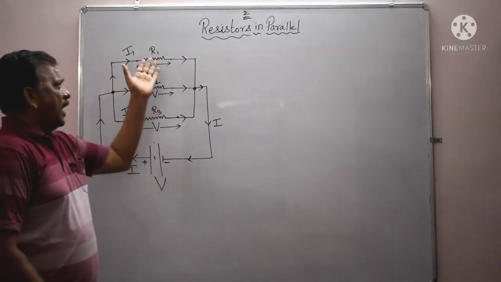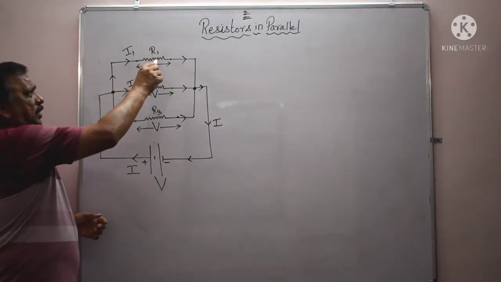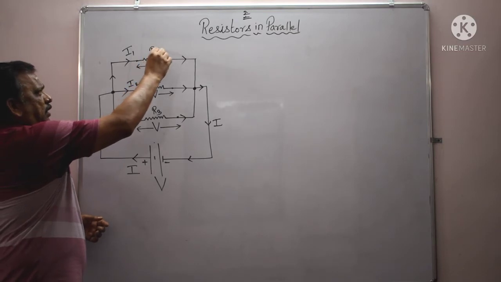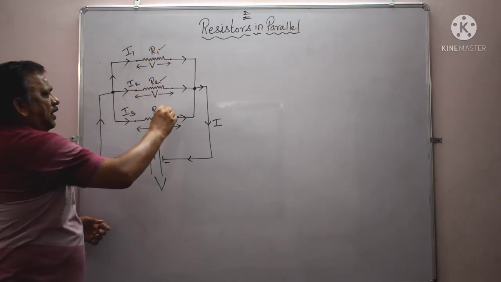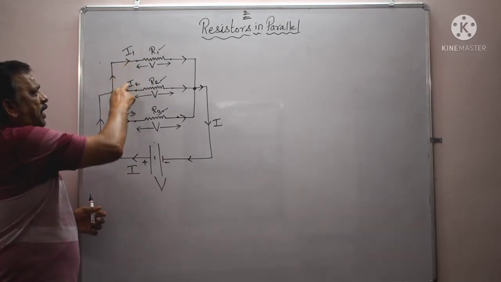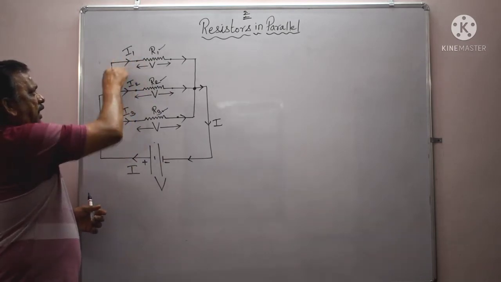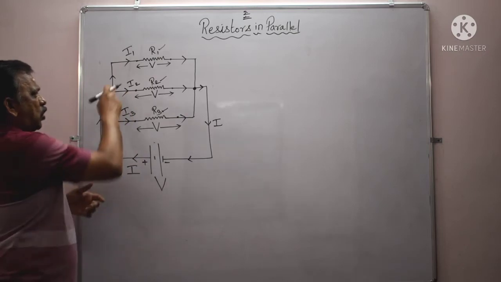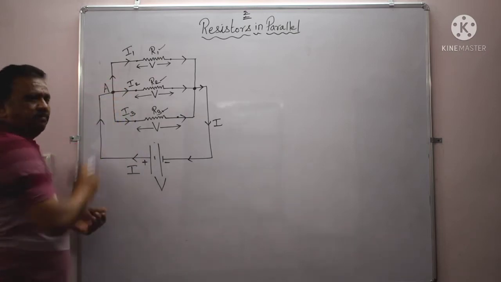Okay, so now what I have here in the diagram are three resistors of resistances R1, R2 and R3 connected in parallel. If you look at all the left arms of the resistors, they are connected together and they form a common joint, say A.